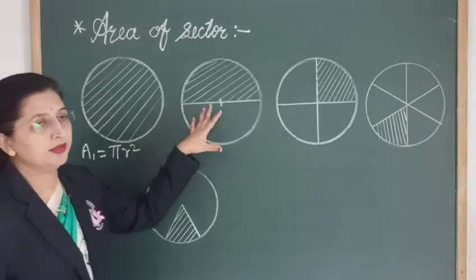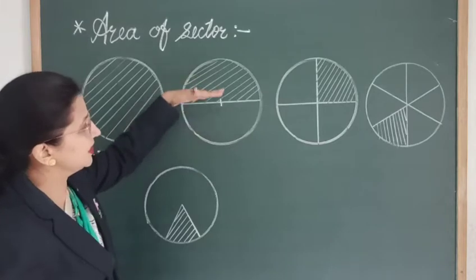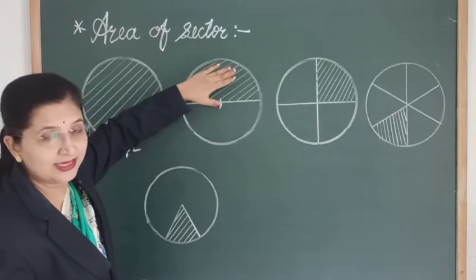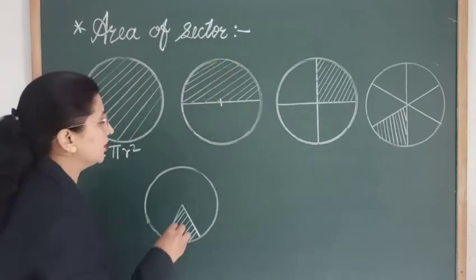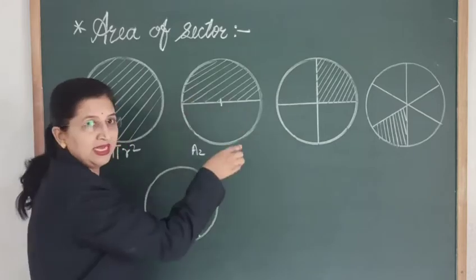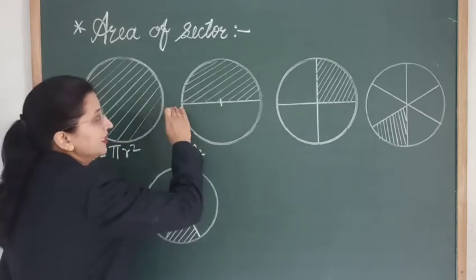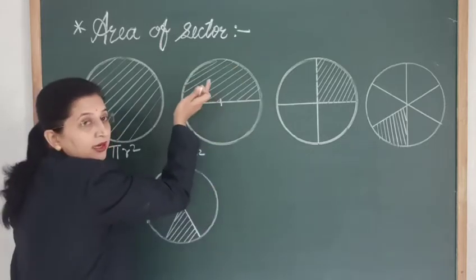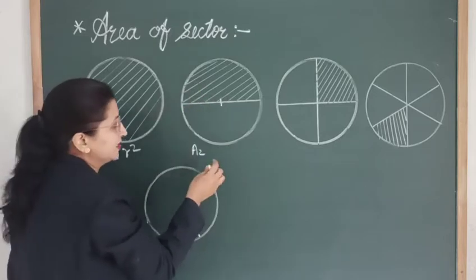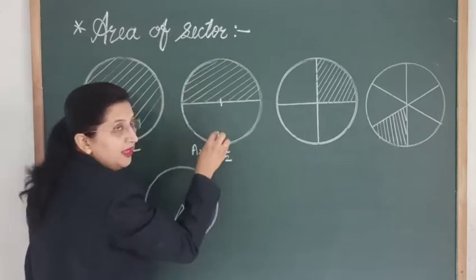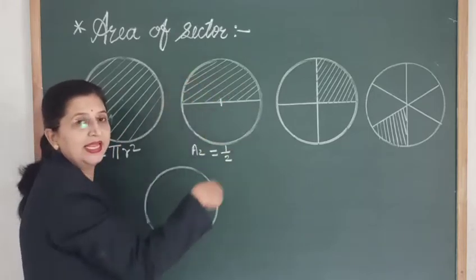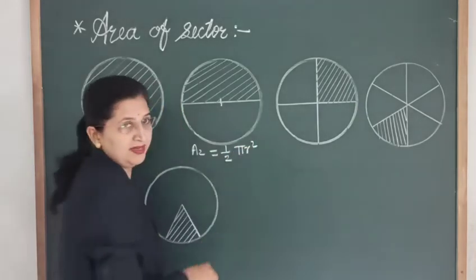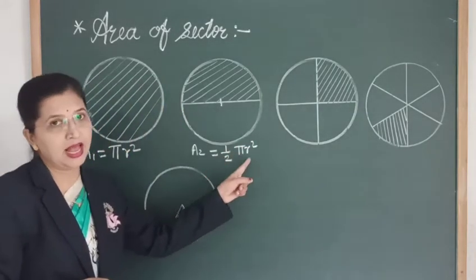Now in this second figure, the circle gets divided into two equal parts. Let's find out the area of one part, that is the area of a semicircle. Since the whole circle gets divided into two equal parts, the area of each part is half of the area of the whole circle. Whatever the area of the whole circle is, just dividing by 2 gives the area of the semicircle, that is half of pi r square.